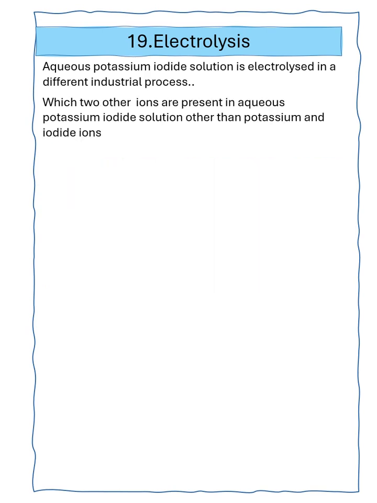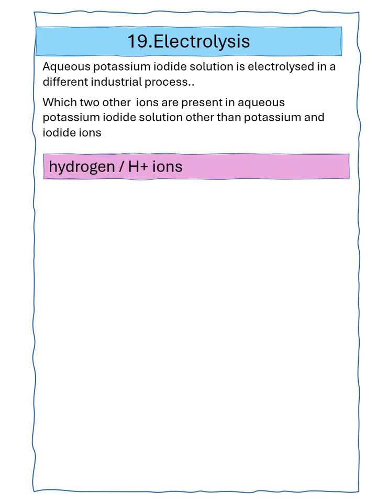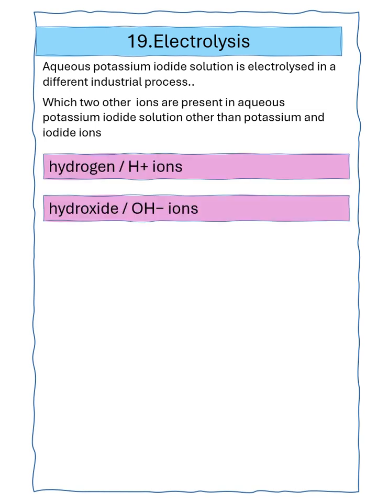Question 19 about electrolysis says aqueous potassium iodide solution is electrolyzed in different industrial processes. Which 2 other ions are present in aqueous potassium iodide solution other than potassium and iodide? So the thing to remember here is that if it's an aqueous solution, we've got water. We're already told about the ions in potassium iodide, so we need to talk about what ions water will form. So water will form hydrogen, H plus ions, and hydroxide, OH minus ions.